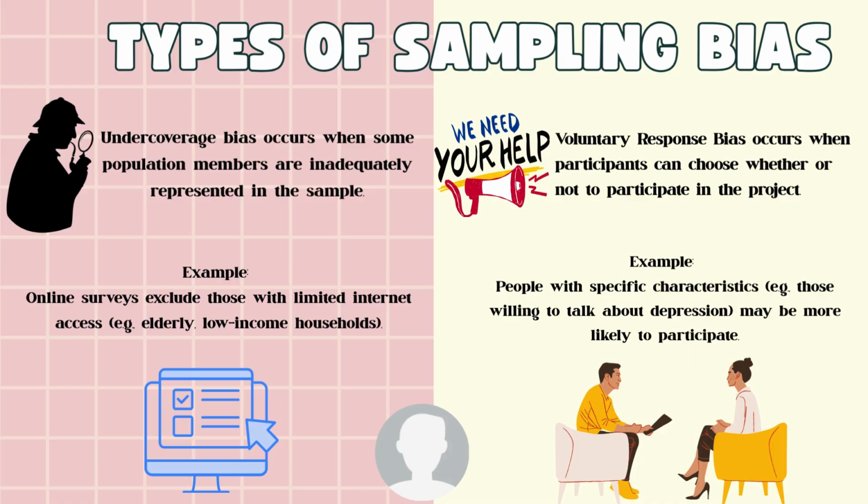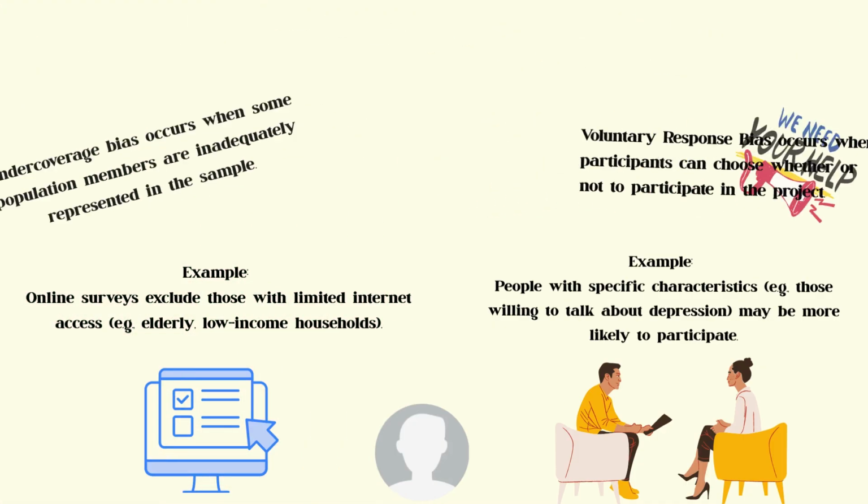The second type of bias we will look at is the voluntary response bias. This occurs when participants have the option to decide whether or not to participate in the study. For instance, in a study about depression, individuals willing to discuss their mental health are more likely to take part, while others may avoid participation. This skews the samples as it only reflects the views of a specific subset of the population.